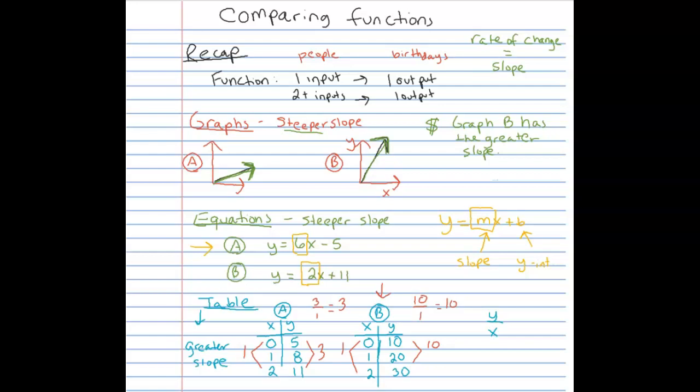So again, when we're comparing functions here, a lot of times it is looking for that rate of change or the slope. So it's just a matter of, are we looking at it through an equation, through a table, or through a graph? Or 2 equations, 2 tables, 2 graphs.